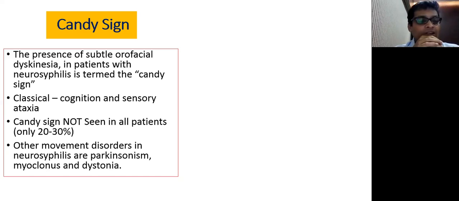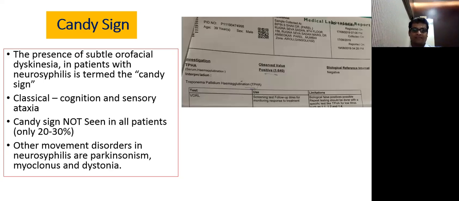The other movement disorders described in neurosyphilis are Parkinsonism, myoclonus, dystonia, and classically neurosyphilis presents with cognitive impairment along with sensory ataxia. So this patient was markedly VDRL positive as well as TPHA positive. So we treated him with penicillin for 2 weeks, 10 to 14 days. He improved. Even this orofacial dyskinesia also improved.